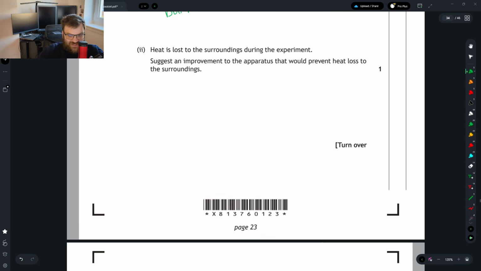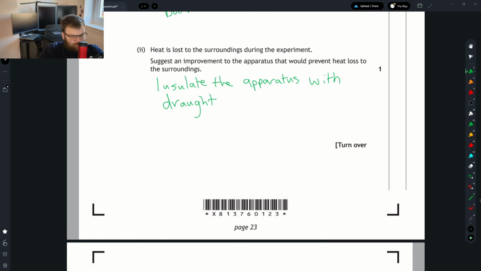My eye was just drawn to the next question, which is suggest an improvement to prevent heat loss to the surroundings. Use or insulate the apparatus with a draft shield. Have something around it which prevents as much heat escaping.